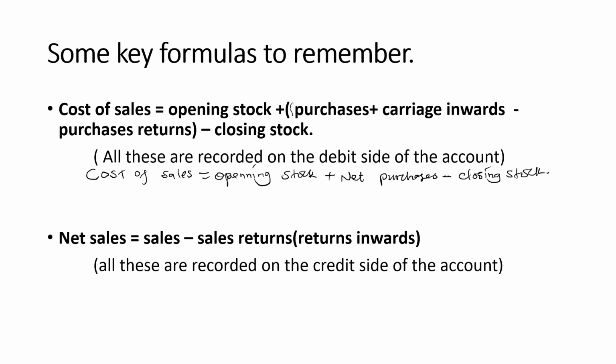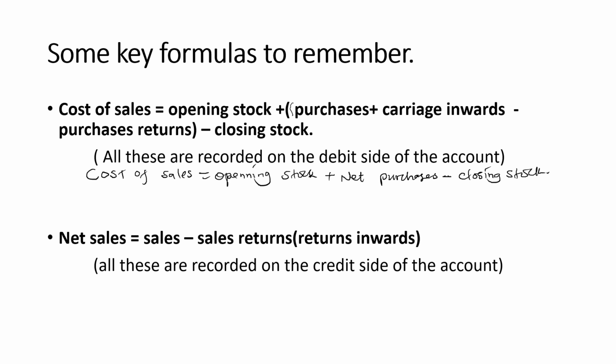And all these are recorded on the debit side of the account. Just as we said that on the debit side, we have the cost of sales. Now on the cost of sales, we'll start with the opening stock, then we add purchases, we add carriage inwards, we subtract purchases returns, and we finally subtract the closing stock when given. In a case where carriage inwards is not provided in the information or in the data, we are not going to provide for it.